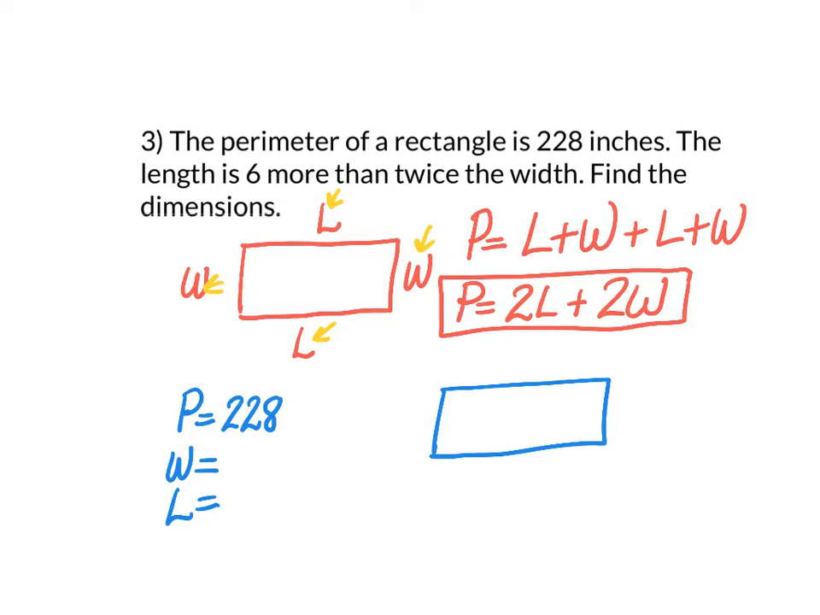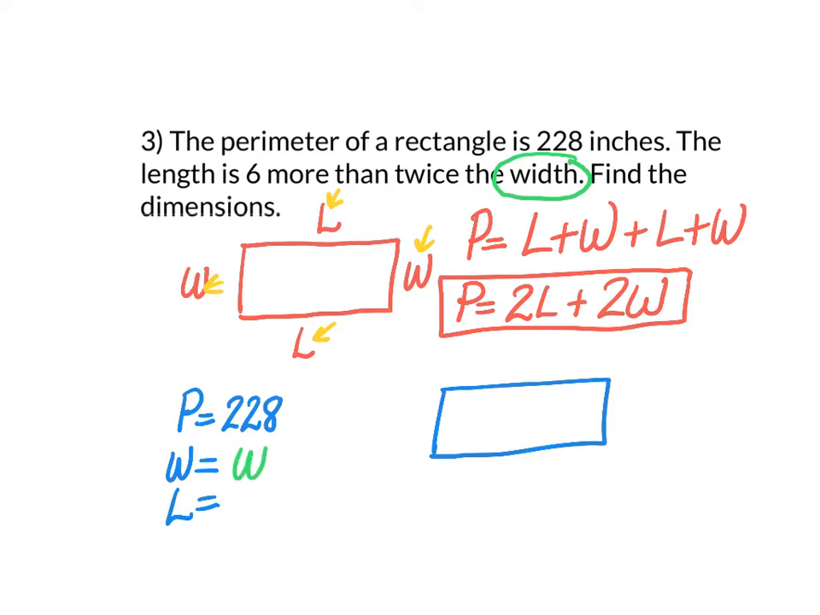So let's go back and read the second sentence in the problem. The length is 6 more than twice the width. The last side that's mentioned is my important side. It says the width. That means I'm comparing the length to the width. So that means the width gets to be itself. So I'm going to let width be W.